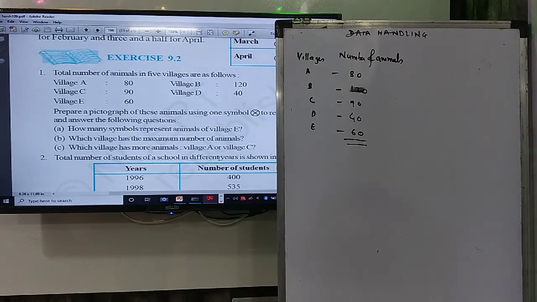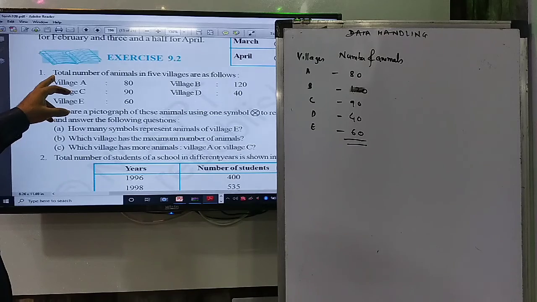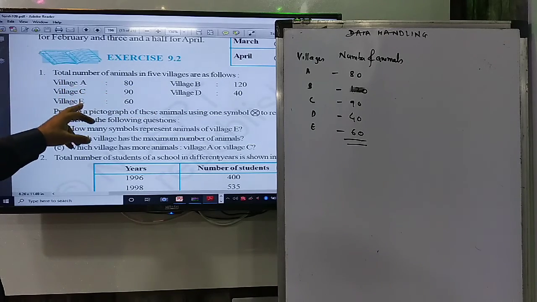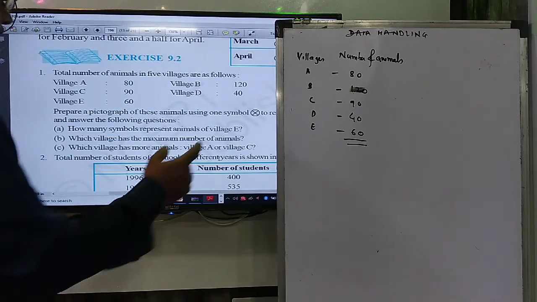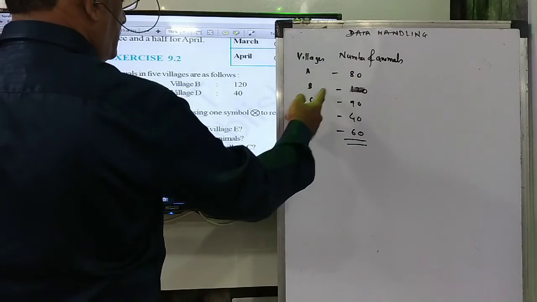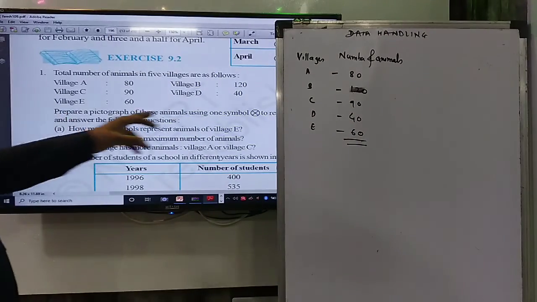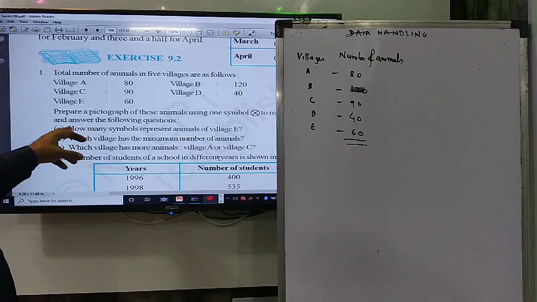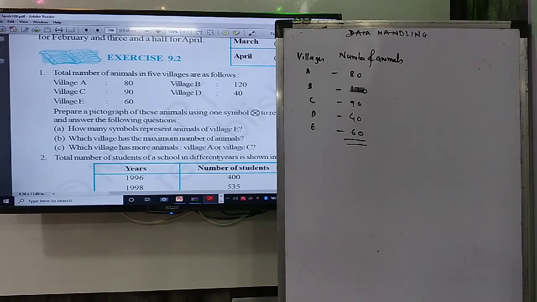Now let us see what is given in this exercise 9.2, problem number 1. The total number of animals in 5 villages, that is village A, B, C, D, E, are given. A has 80 animals, B's village has 120, 90. Using one symbol to represent 10 animals, we have to make a pictograph, and after the pictograph we have to answer the questions.